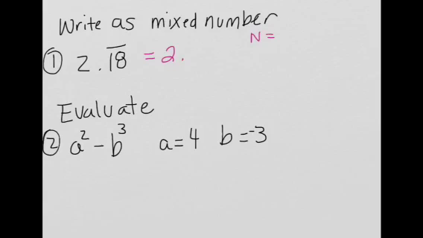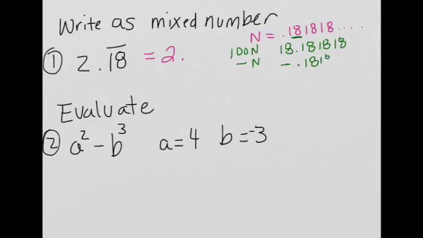So we're going to do n is equal to 18, 18, 18... Because we have 2 digits that are repeating, we're going to multiply by 100. So 100 times n is equal to 100n. That's going to move our decimal 2 places to the right, which is going to get us an 18 in front of the decimal. Next, we're going to subtract 1n so that we can subtract off the repeating part of our number. So that takes care of the repeating part. And we're going to do 100n minus n is 99n is equal to 18.